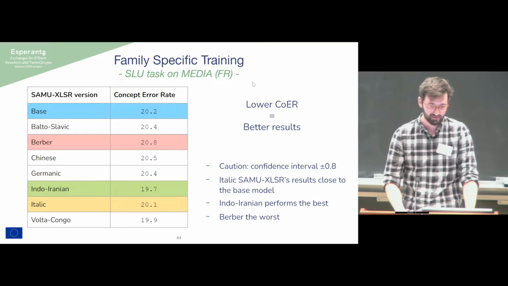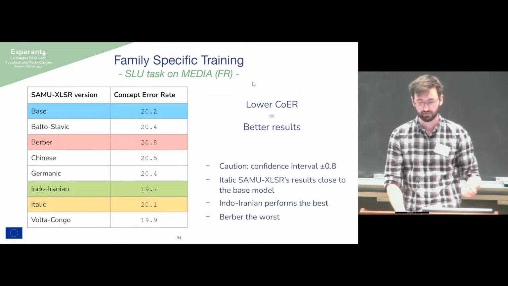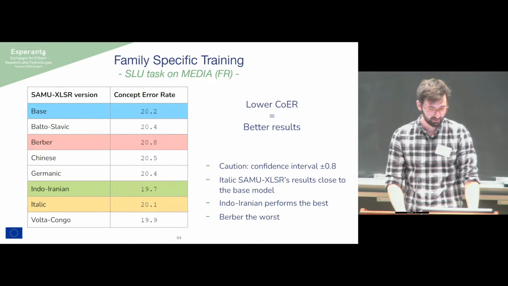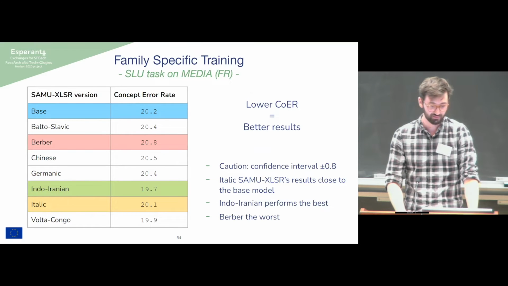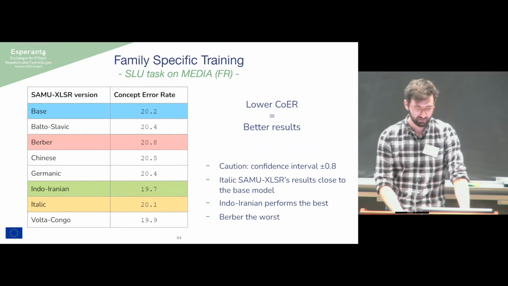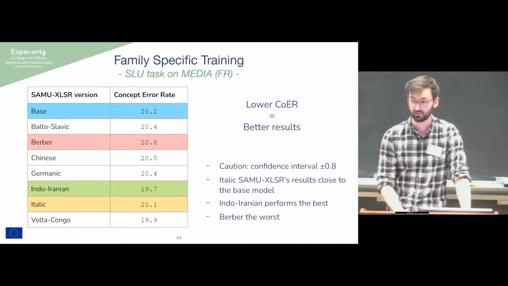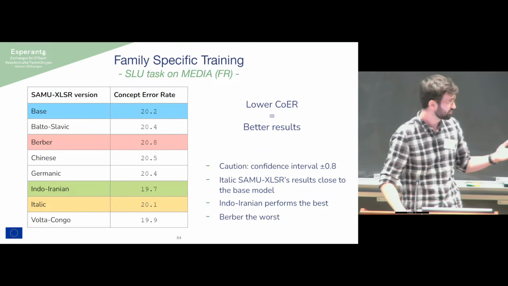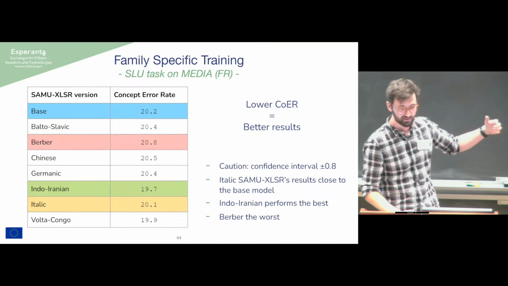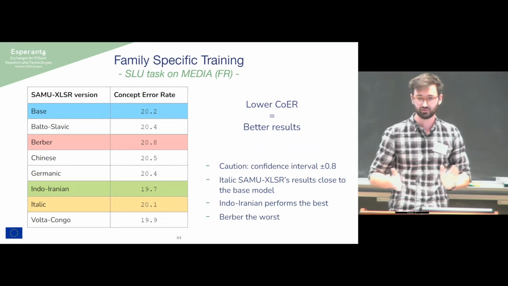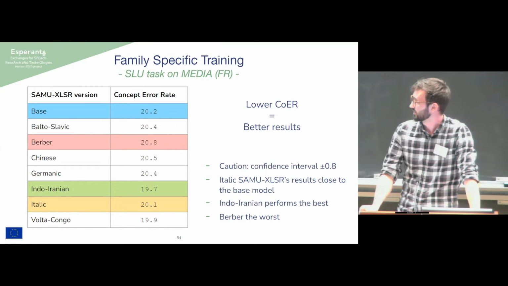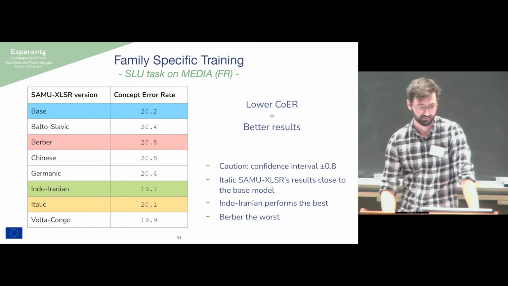Then the SLU task. Here we are evaluating on concept error rate, so the lower the better. And we got here a best model that was not the base one. It's the Indo-Iranian one. Even if we were expecting some interesting results from Italic, we still got Indo-Iranian as the best, even if it's trained only on 2 languages that are not at all from the same family. Still, I must warn you about those results. Even if this one seems to be the best, we have a confidence interval that's large enough to consider those results as not significant. So we cannot really say we have an improvement here over the baseline.